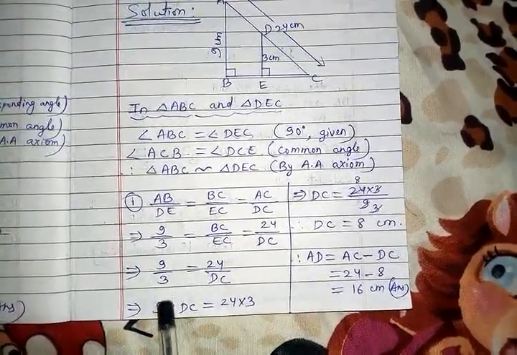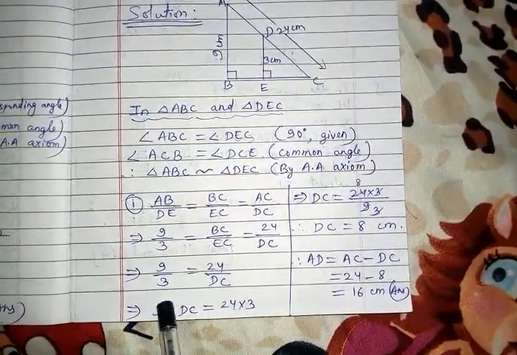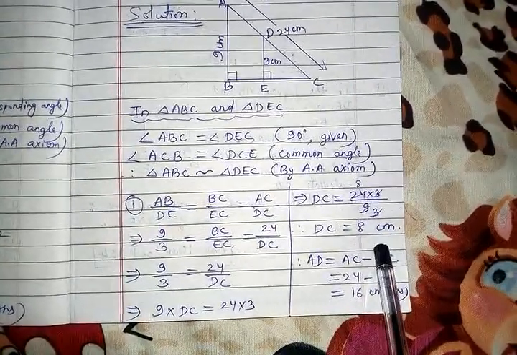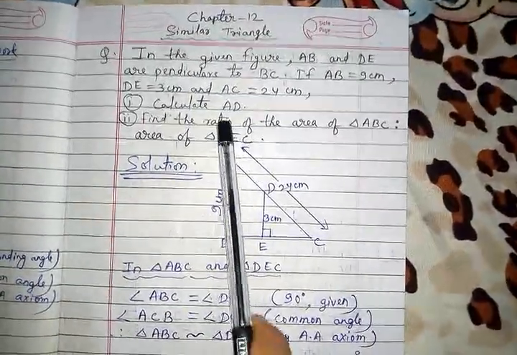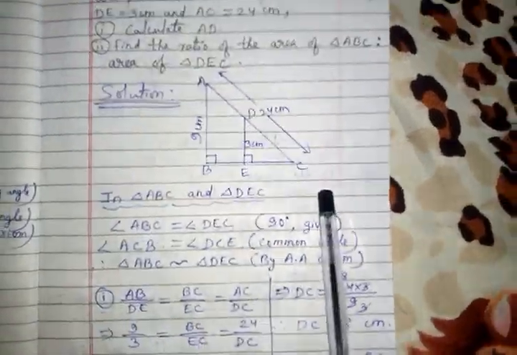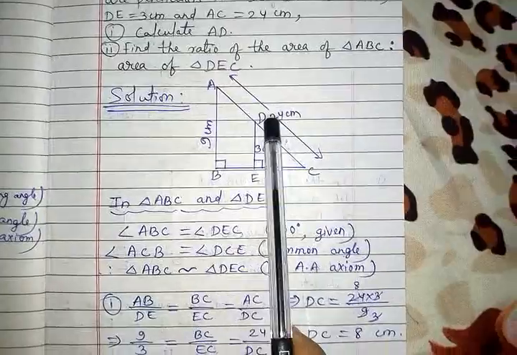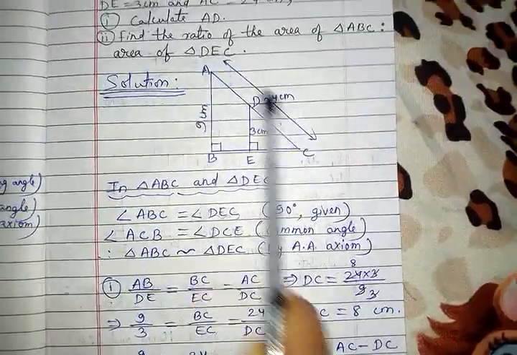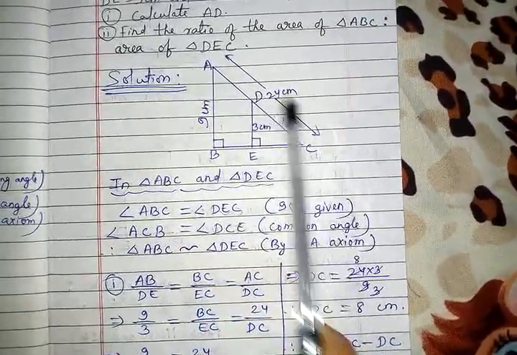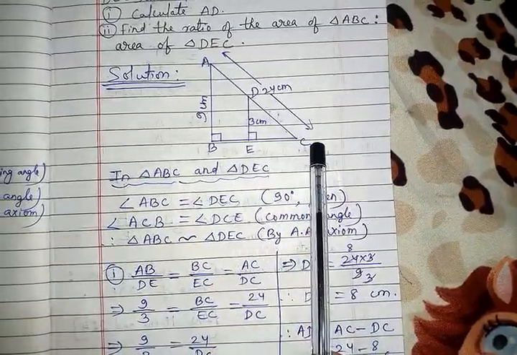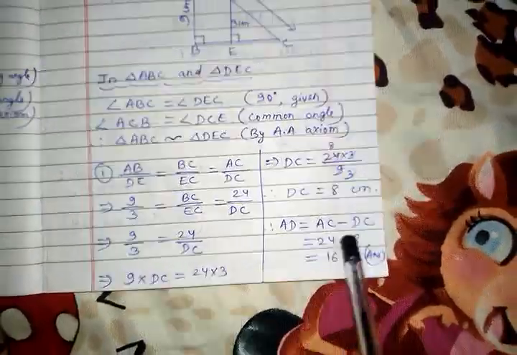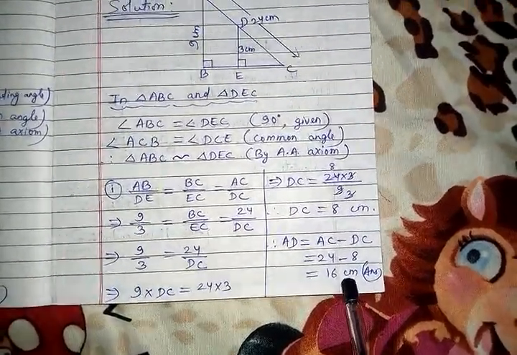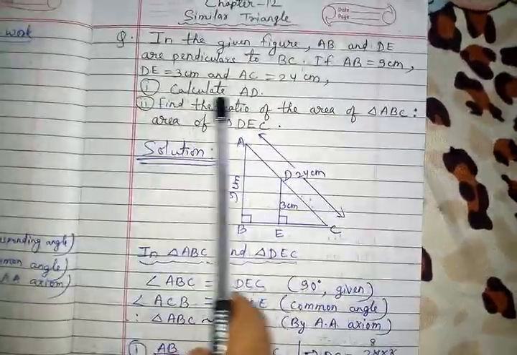Now DC into 9 equals 3 into 24. DC equals 3 into 24 divided by 9. 3 threes are 9, and 3 eights are 24. So DC is 8. But children, we have to find AD. This DC will help us find AD, because AD is equal to AC minus DC. AC is 24, DC we just got is 8. 24 minus 8 is 16 centimeters. So our number 1 answer has come.